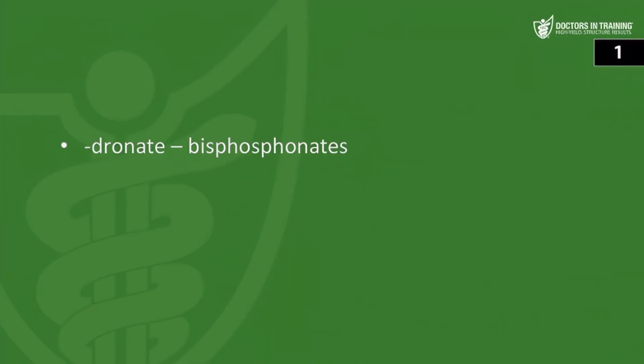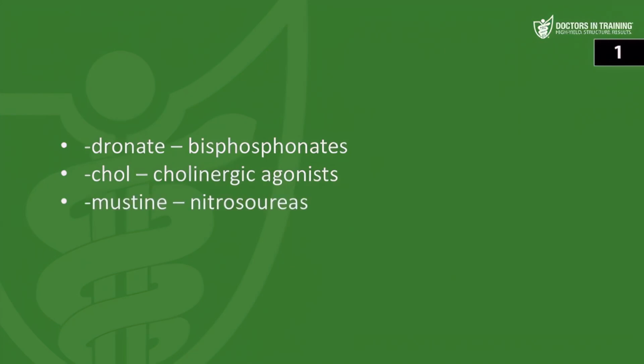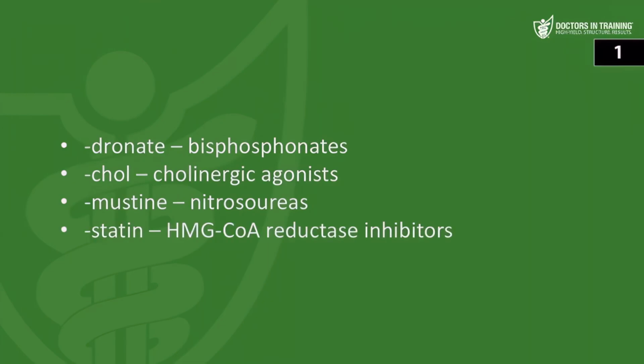So we have dronate, that's going to be the bisphosphonates like alendronate. We have chol, that's going to be the cholinergic agonist like bethanechol. Mustine, that's going to be the ending for the nitrosoureas, for example, carmustine. Statin are going to be the HMG-CoA reductase inhibitors like atorvastatin. Then bendazole is going to be the ending for the group of the anti-helminthic drugs like mebendazole.